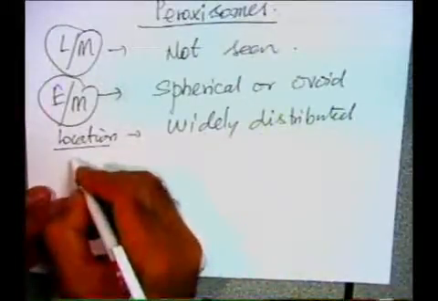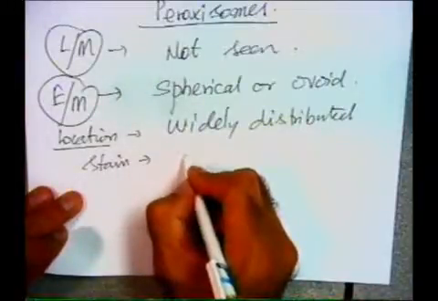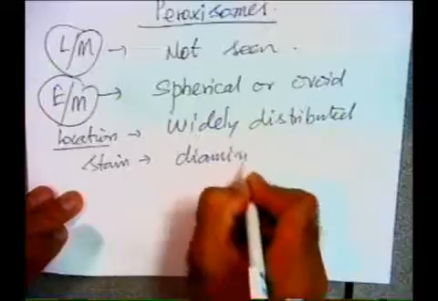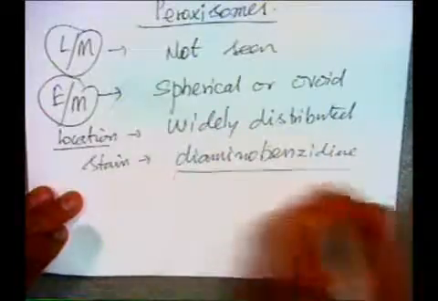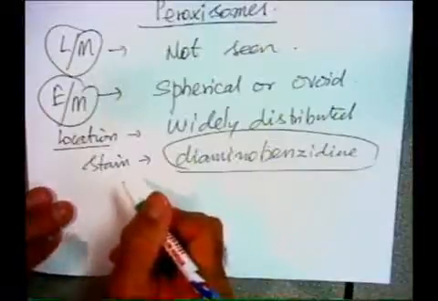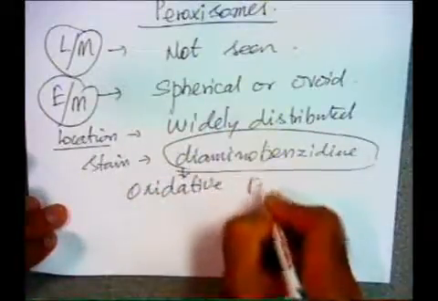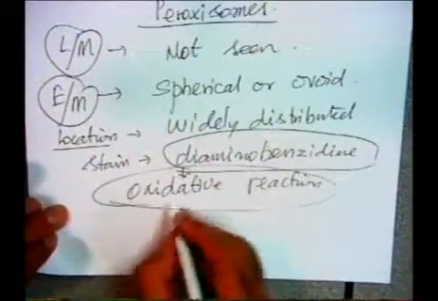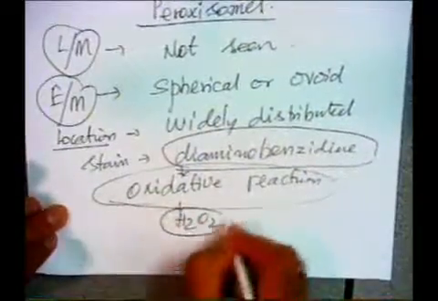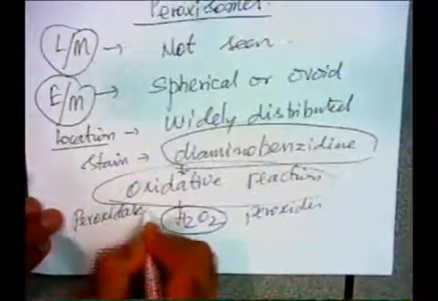And if you do histochemical staining, they stain positive with the diaminobenzidine reaction. It has a peculiar oxidative reaction. Which one? The peroxisomes. Peroxisomes will have an oxidative reaction. How? They produce a lot of hydrogen peroxide, H2O2. Peroxidase is the enzyme, so the peroxisomes are full of peroxidase enzyme.